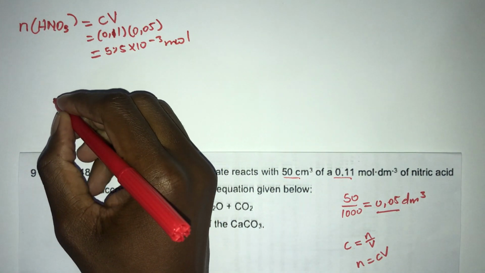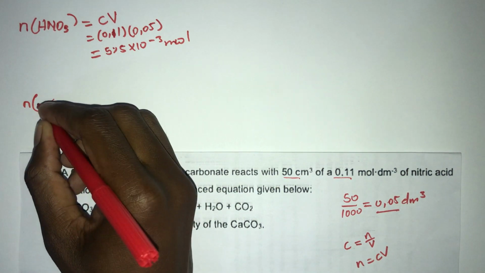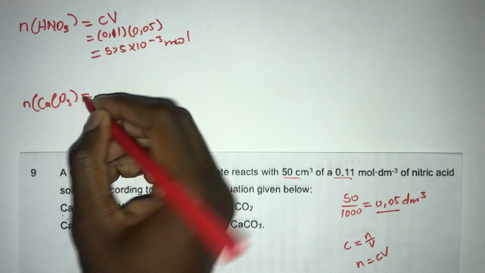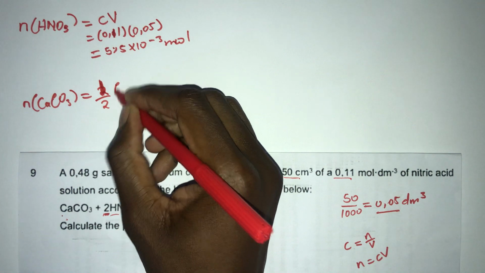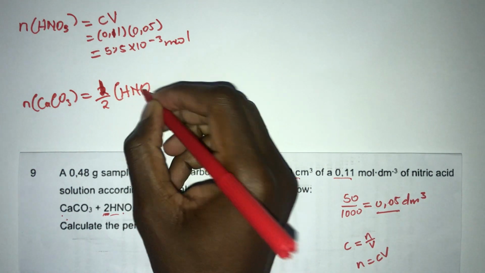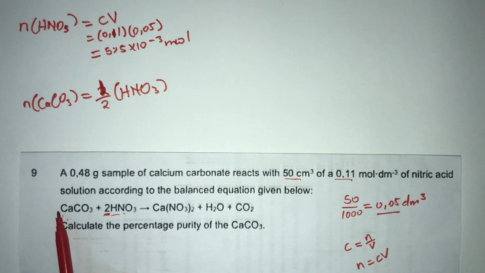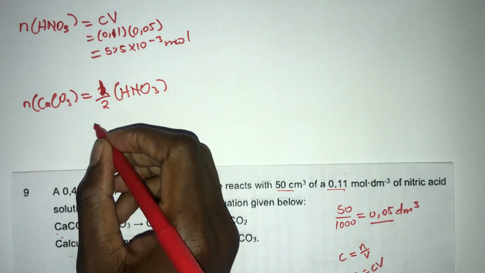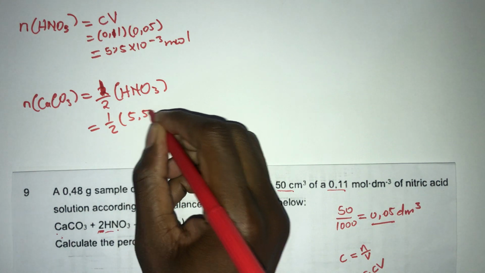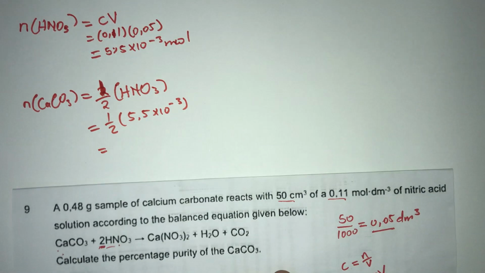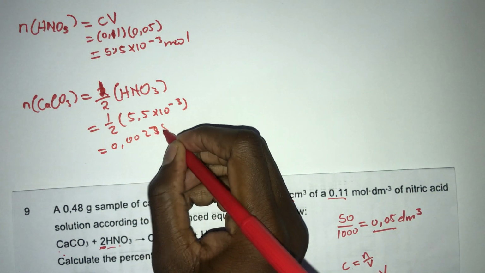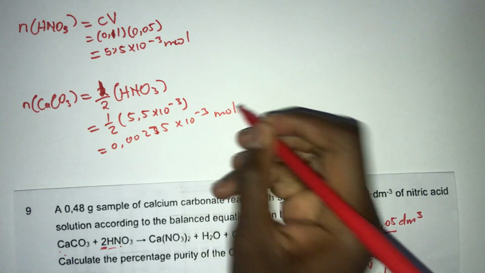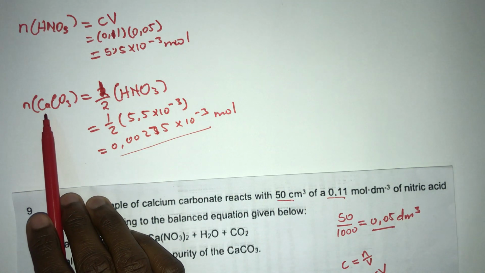So we are going to say the number of moles of calcium carbonate is equal to 1 over 2 the number of moles of nitric acid. Why? Because look at the ratio. Calcium carbonate is 1, nitric acid is 2. So for us to get the number of moles of this, we have to divide by 2. So now 1 over 2 of 5.5 times 10 to the negative 3, this is giving us 2.75 times 10 to the negative 3 mole. So now this one is the number of moles of calcium carbonate.